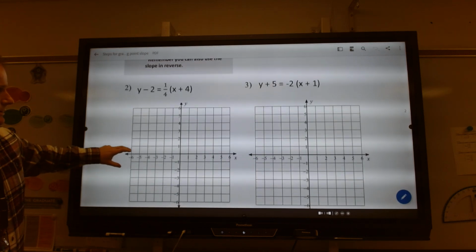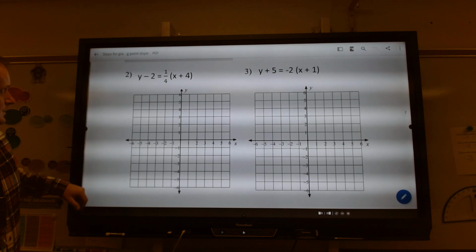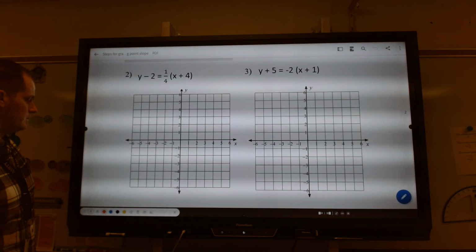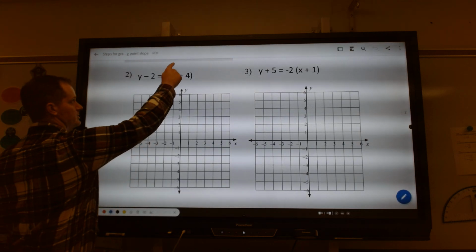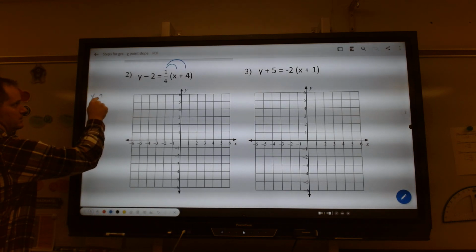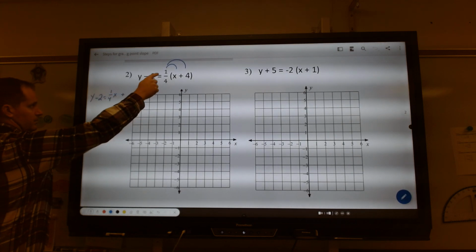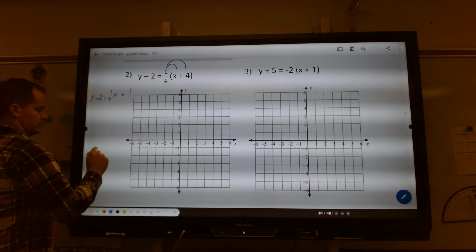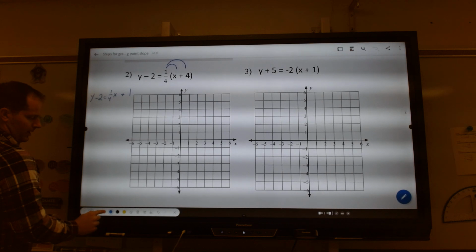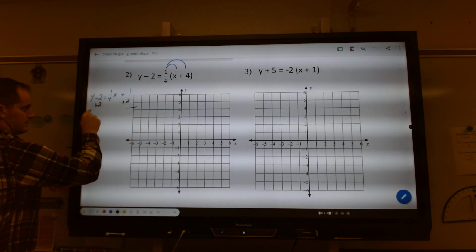We'll look at kind of different things, but the same process. So here's point slope form. We're going to distribute. Step one is to distribute our slope. You're going to end up with y minus 2 is equal to 1/4 x plus 1/4 times 4 is 1. We're going to isolate the y by adding 2 to both sides.